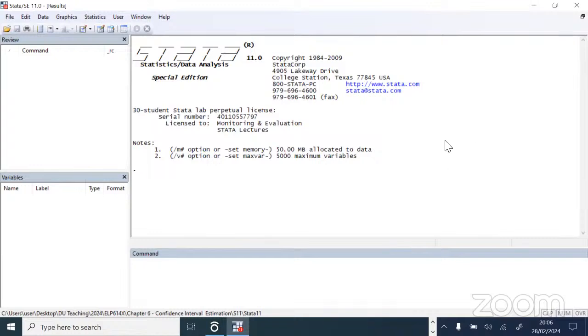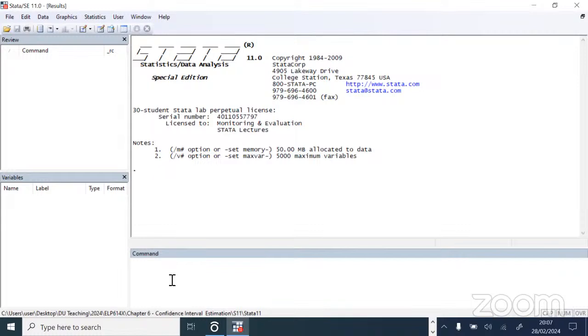So you'll notice that this is a Stata interface. It has a few windows in here. I think I can identify four of them in Stata 11. Other versions have five windows. The first window is this one, which has these details. It's called the results window, where all the results you execute appear. So if you run a hypothesis test, the results will come here. When you do a regression model, the results come here. This is the results window.